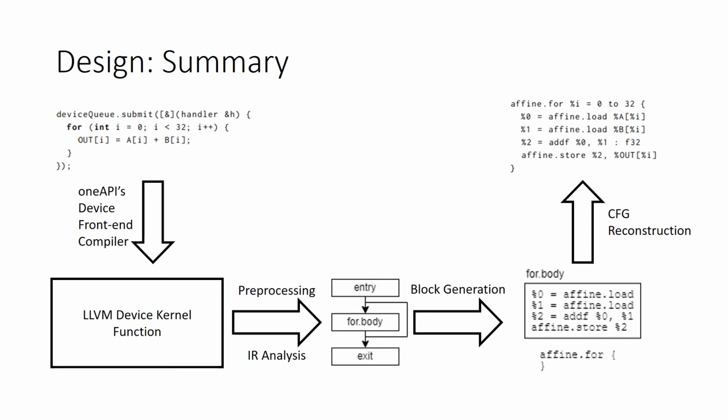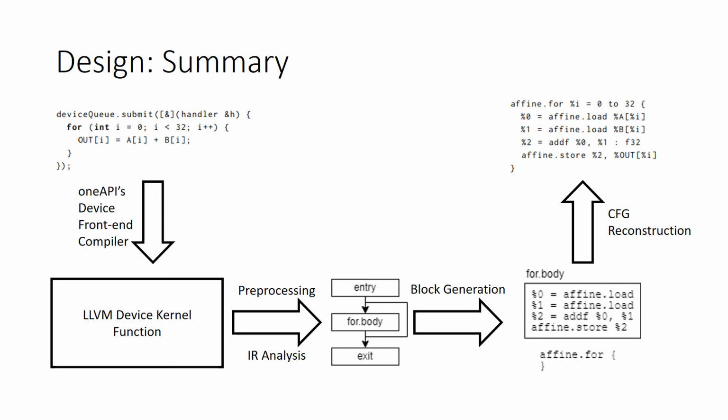So in summary, SYCLops works as follows. A SYCL source file is passed into one API's device front-end compiler, and an LLVM device kernel function is produced. The pre-processing and IR analysis stages are run on this LLVM IR file to clean up the IR and get the information necessary for conversion. The block generation stage then converts the contents of the LLVM basic blocks and the control flow operations into MLIR blocks. Then the CFG reconstruction stage links these blocks together into one function body block. Finally, the finalization stage will wrap this into an MLIR func op and generate the trampoline function for this kernel. So that is how SYCLops was designed.